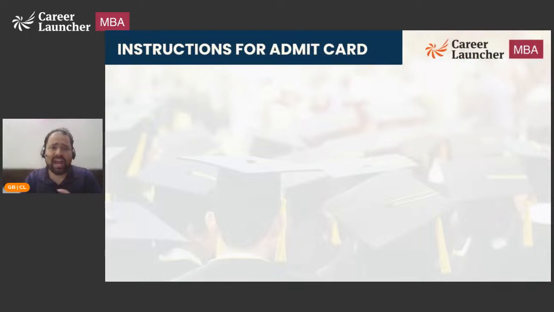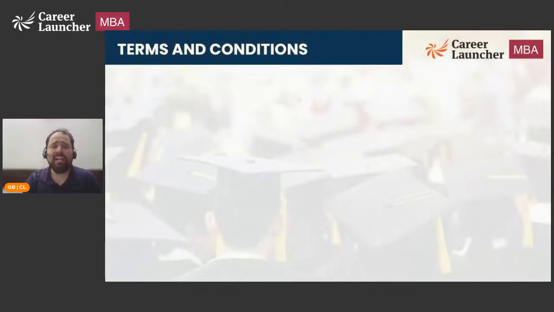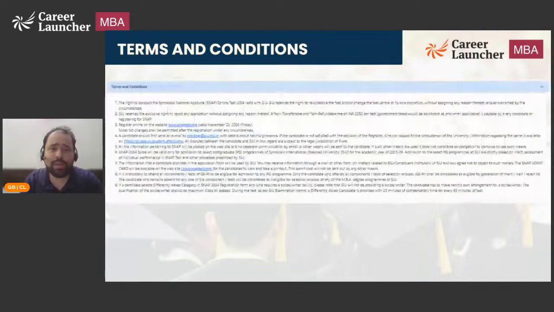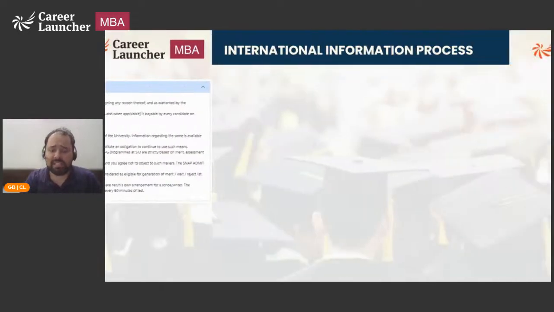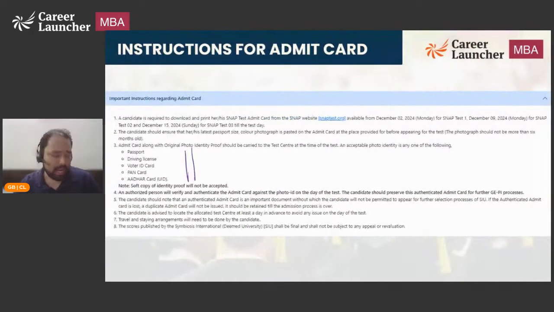Okay, admit card, like I pointed out, will come 6 days before the actual exam date, and these are the identity proofs that you can carry with yourself. Okay. Finally, some important TNCs that you will have to go ahead and accept. Nothing that you need to worry too much about. Please keep one thing in mind about the admit card. You will need to carry the admit card with you during interviews.